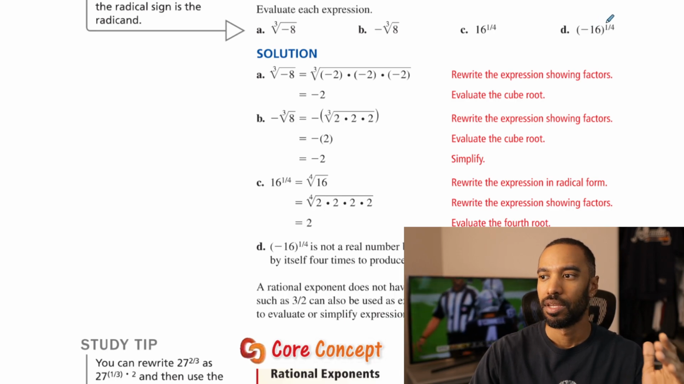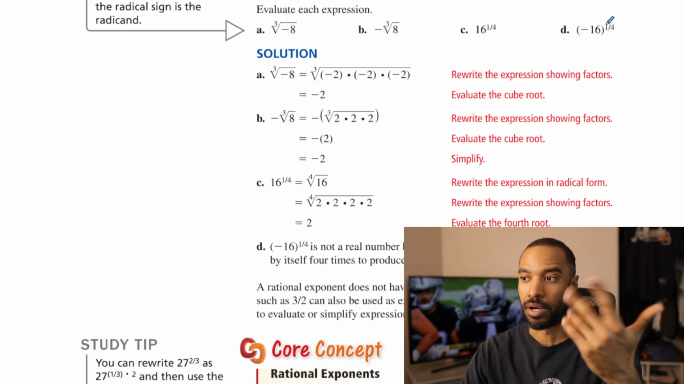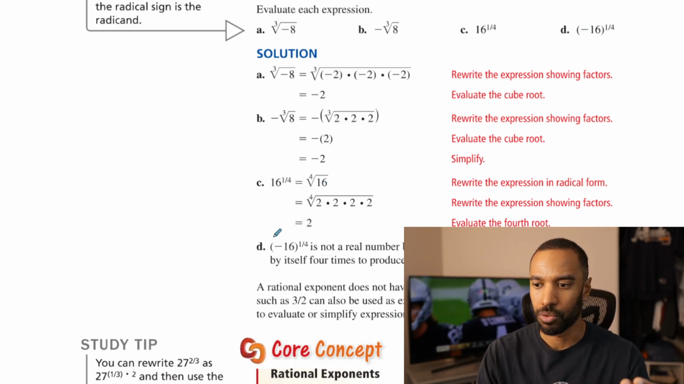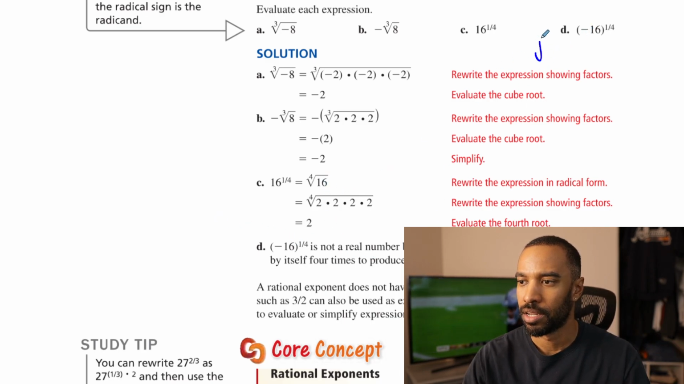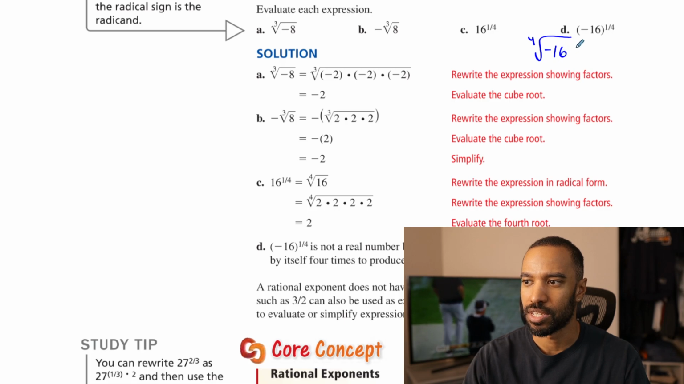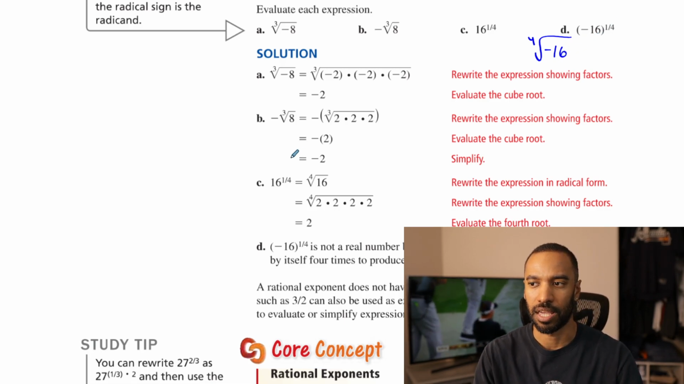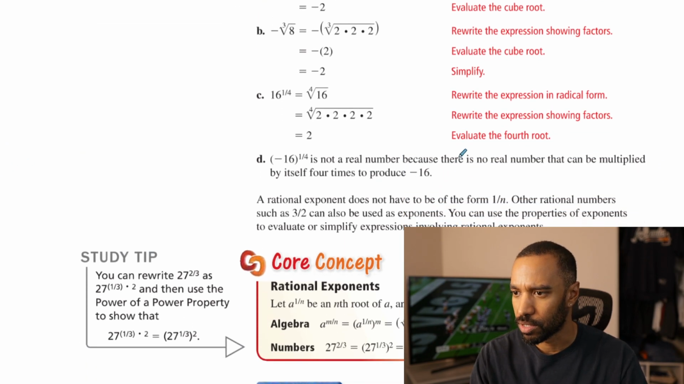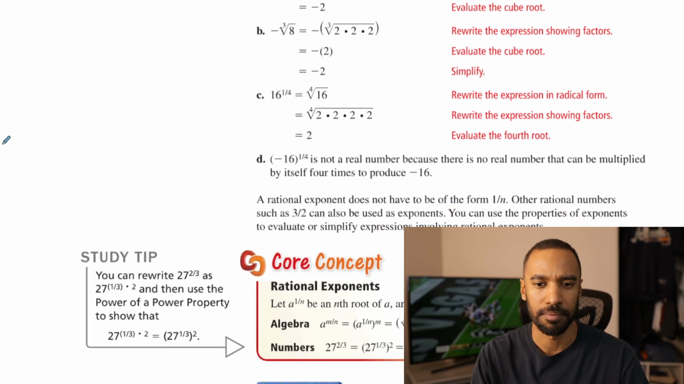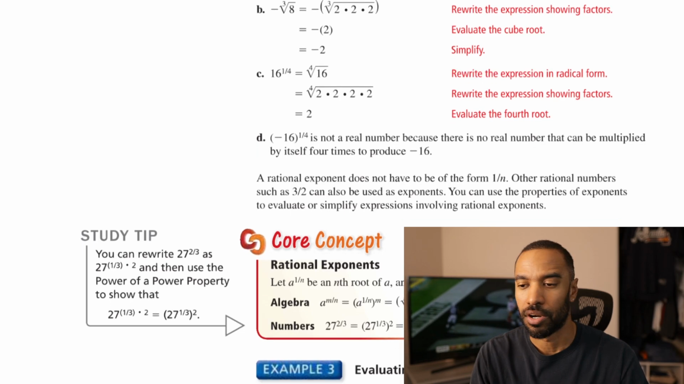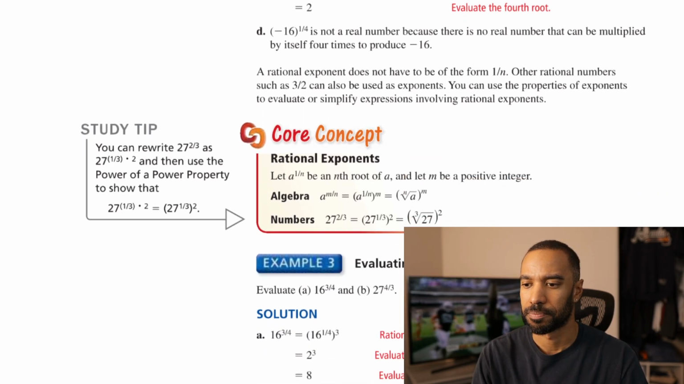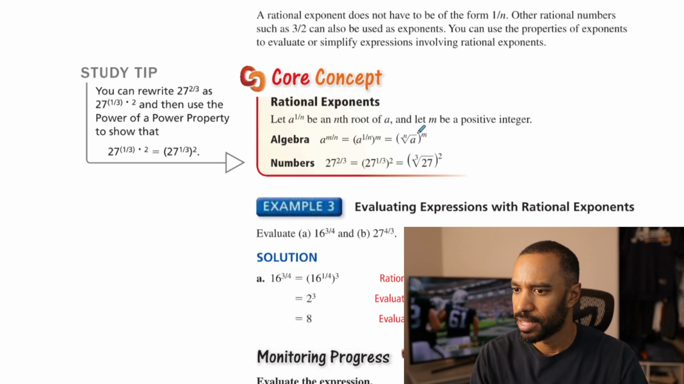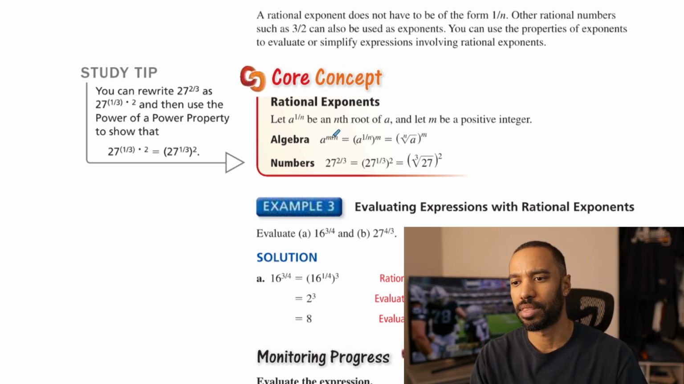But then you get, this won't work. You get the 4th root of negative 16. You can't take an even root of a negative value, so there's no real solution to that one. Let's see what they said. It's not a real number because there's no real number that can multiply. It's also known as an imaginary number or complex number in that case. Okay, I mentioned that.